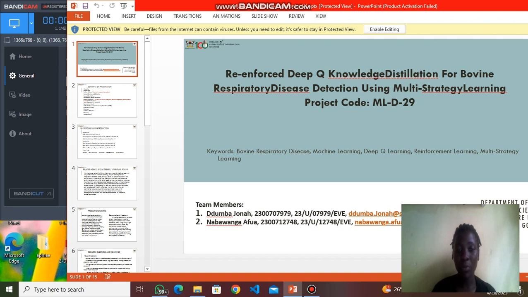To briefly go through, bovine respiratory disease is one of the significant challenges affecting the cattle industry worldwide. It affects the respiratory system of animals, and it leads to increased treatment costs, reduced animal performance, and increased mortality rates. Some symptoms of bovine respiratory disease are reduced appetite, coughing, and labored breathing.